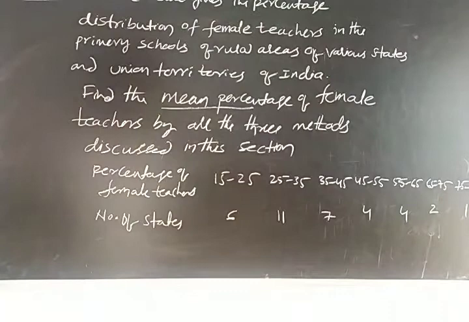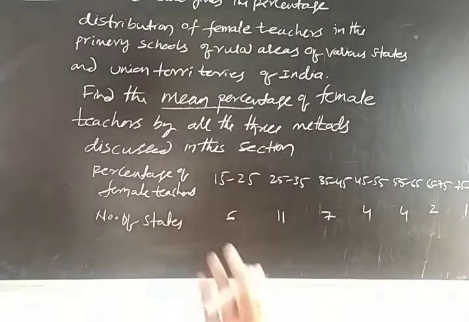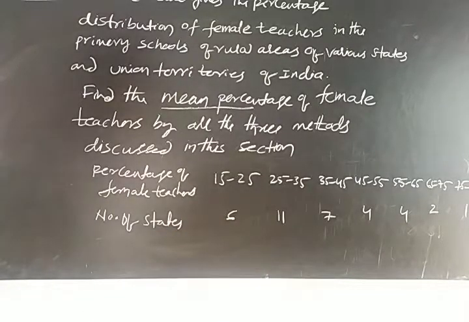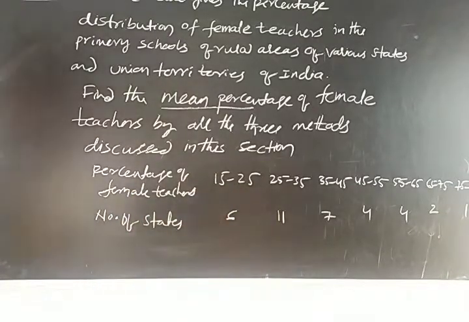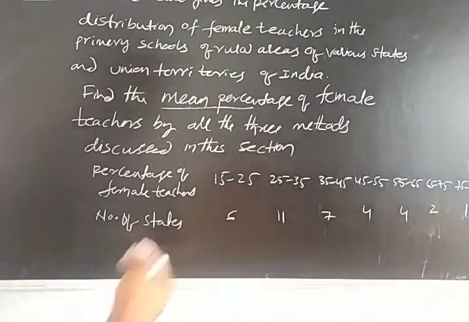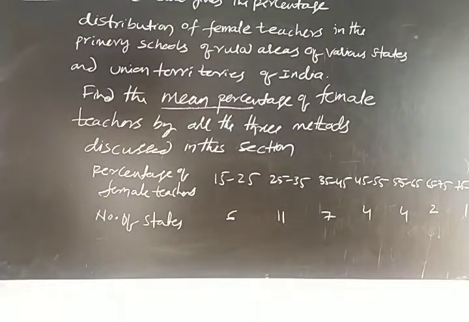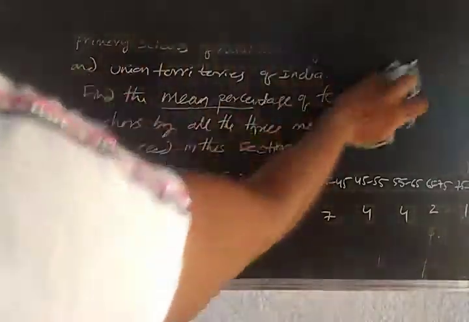Discussed in the section. So three methods we have to apply. First the direct method, the assumed mean method, then the step deviation method. I will do the first two methods. Automatically you can do the third method also. So this is the question. We have the class intervals and the number of states, taken as the frequency. Let me solve this problem.